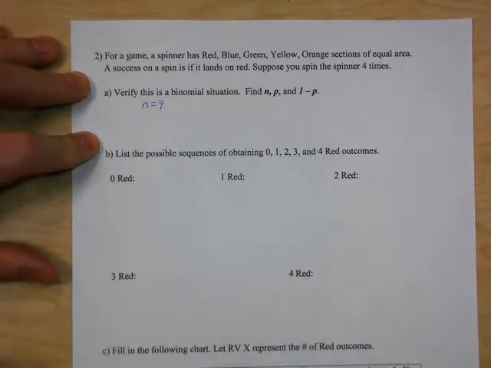Do we have 2 possible outcomes for each, success or failure? Well, we just said success is spinning a red, and a failure will be anything not a red. So the second condition was satisfied. Third condition, can we find the probability of success?